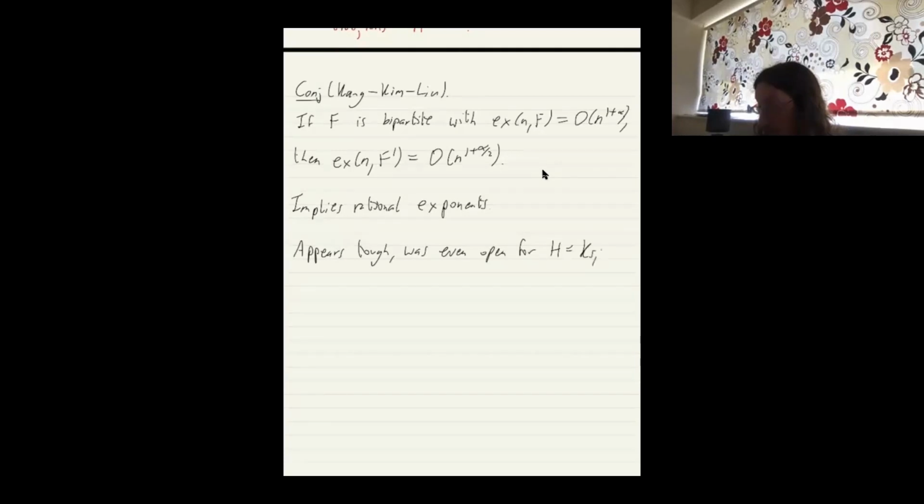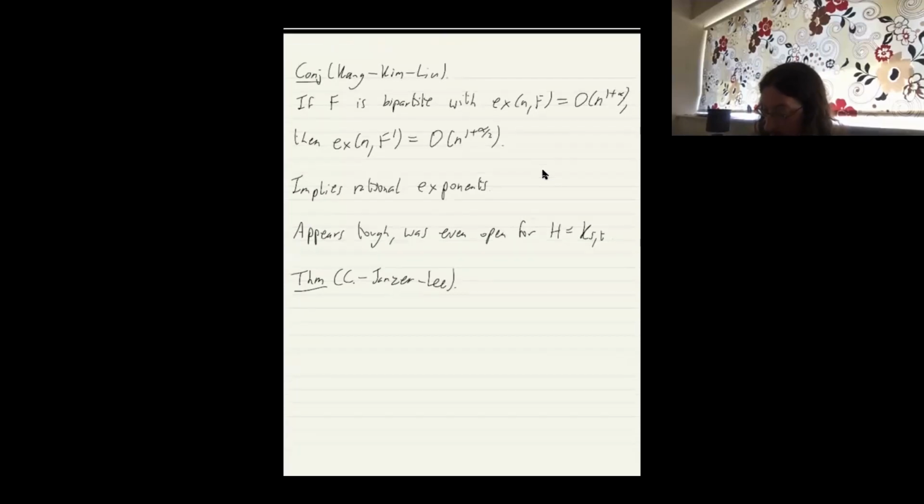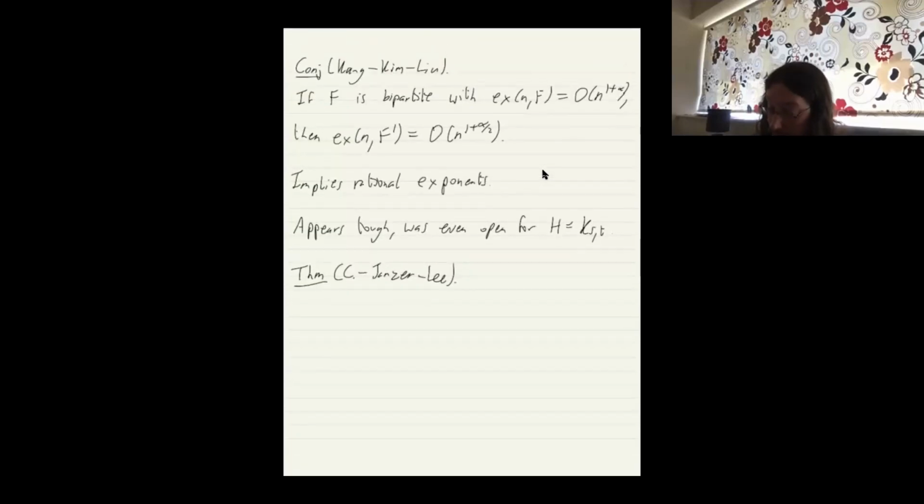So the only bipartite graphs that we've known anything about for any length of time are the graphs K_{s,t} when t is larger than s. And even then, we didn't know that this is true. But there's a theorem due to myself, Oliver Janzer, and Junkyung Lee, saying that actually in this case this conjecture is true. So if you take the subdivision of K_{s,t}, then you get what you expect, which is n^(3/2 - 1/(2s)).